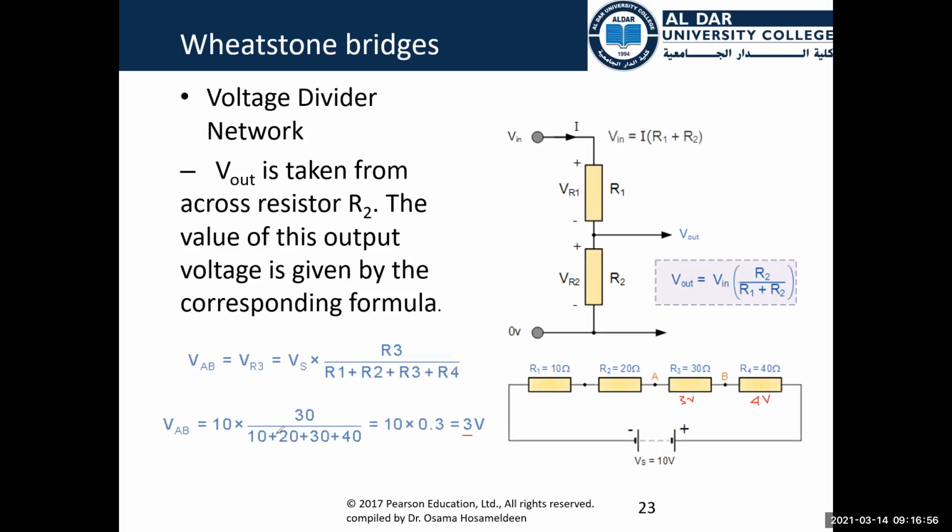because this is 20 over 100. So this means 2 over 10, which is 20 percent. This gives us 2 volts. And this is 10, so it is 1 volt. If we sum up all of them, 1 plus 2 plus 3 plus 4: 1 plus 2 is 3, 3 plus 3 is 6, 6 plus 4 is 10, which is the voltage source.